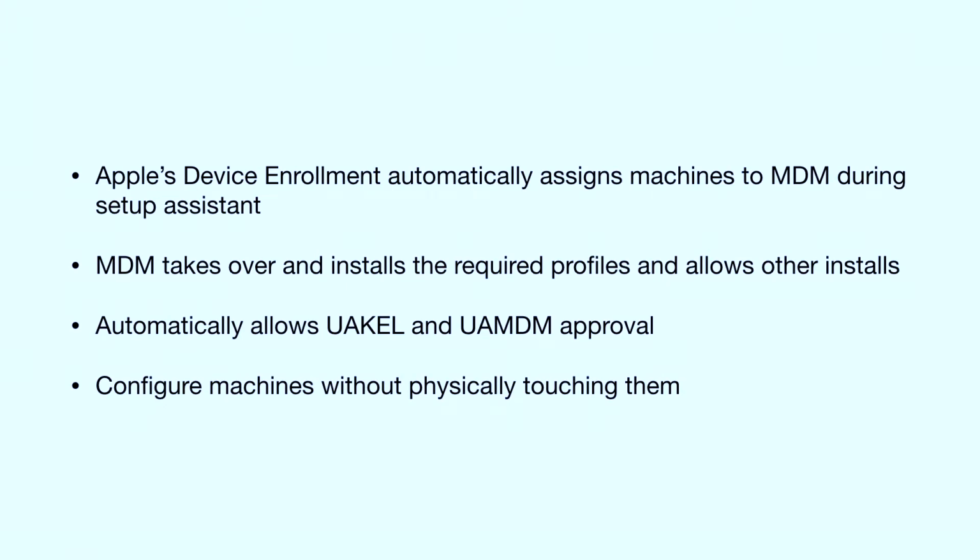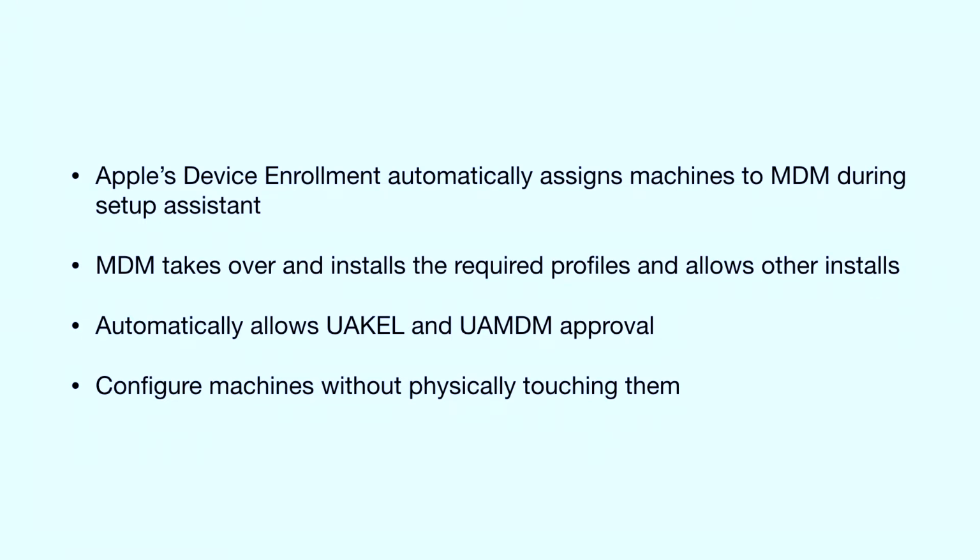So Apple's device enrollment, as you can see, automatically assigns machines to MDM during the setup assistant, presuming, of course, you're connected to the internet. If you're not connected to the internet, it'll do it the first time you do connect. Your MDM takes over and installs the required profiles for your MDM, and then other installs. So in the case of Jamf, it pushes out the Jamf binary.